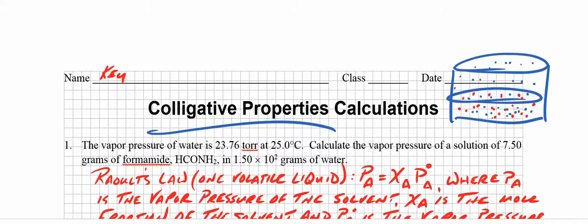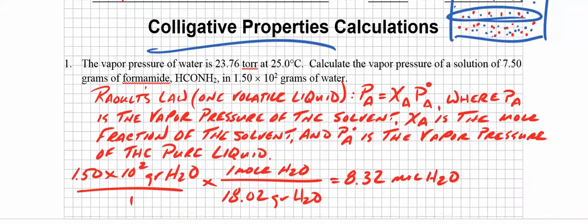All right, so let's look at number one. Number one says the vapor pressure of water is 23.76 torr. Now that's pure water, and we're at 25 degrees Celsius. Torr is a unit of pressure. The vapor pressure is 23.76 torr at 25 degrees Celsius. So just keep in mind that torr is a unit of pressure, 23.76 is for pure water, and we're at 25 degrees. Here's what it says.